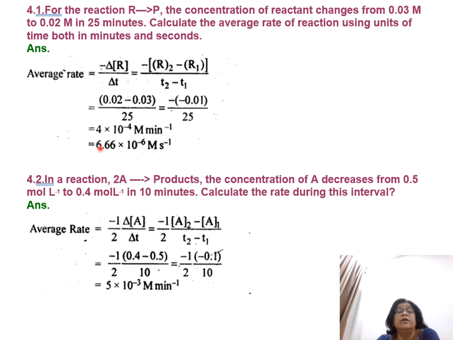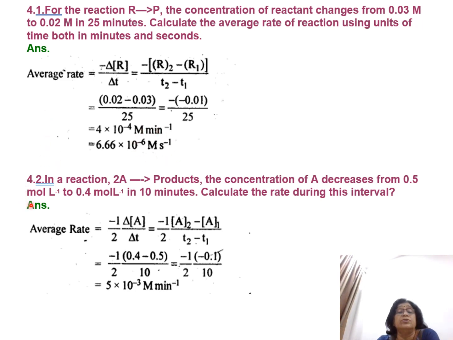Okay. Then you can convert it into seconds, by 1 minute is equal to 60 seconds. So if you divide it accordingly, you will get 6.66 into 10 to the power of minus 6 moles per liter per second. Clear?